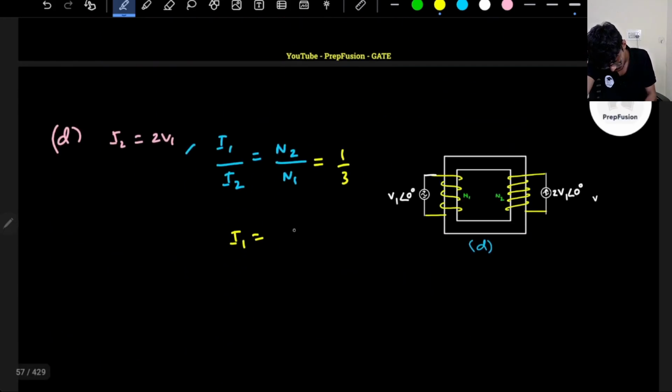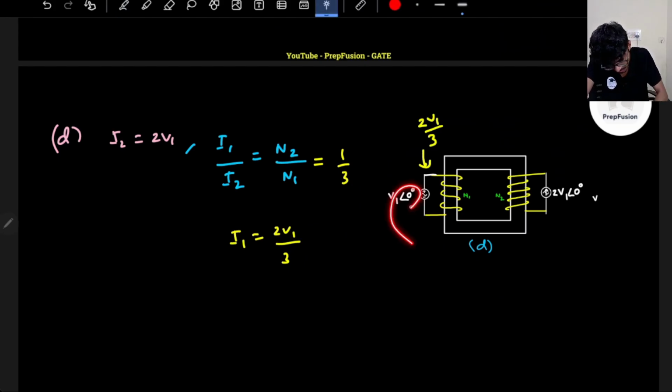Yes. So it will be I2 by 3. I2 is 2V1 by 3. So I1 current, right? Current across this voltage source is 2V1 by 3. Will this voltage source allow this current? Yes. This is an ideal voltage source and it will allow any amount of current. So no problem. What about the other portion?